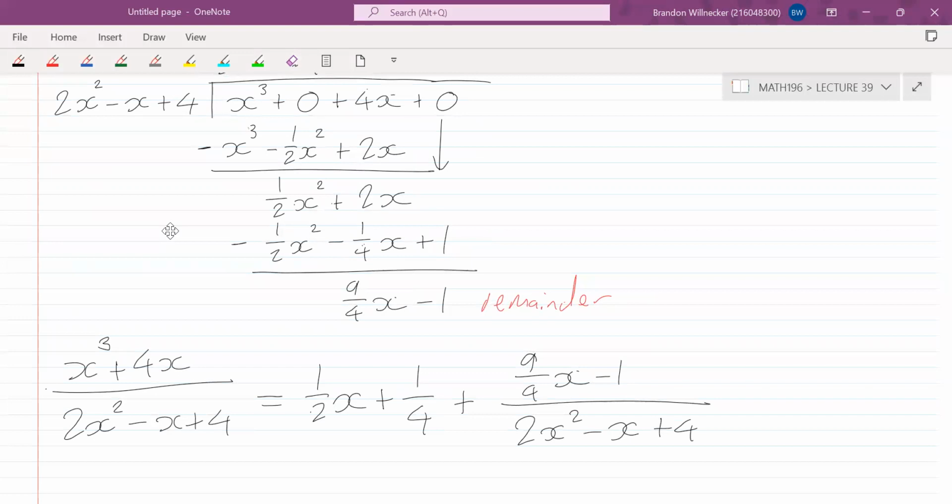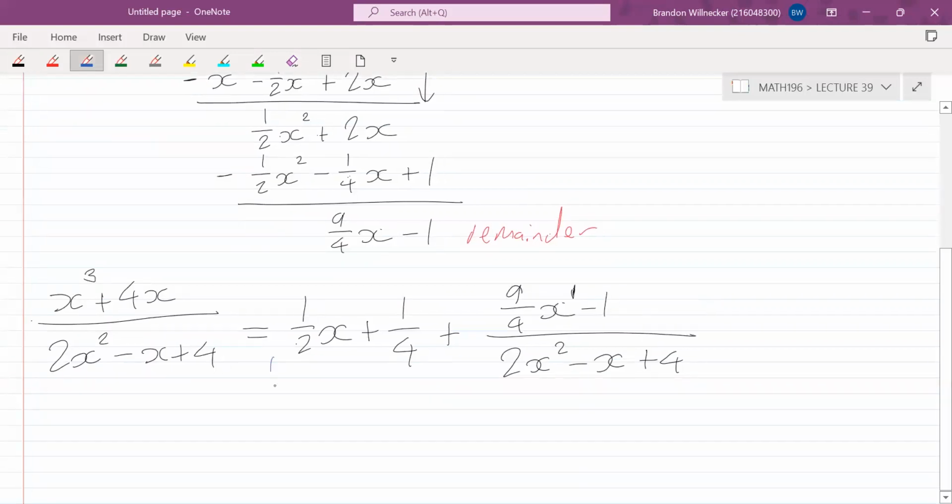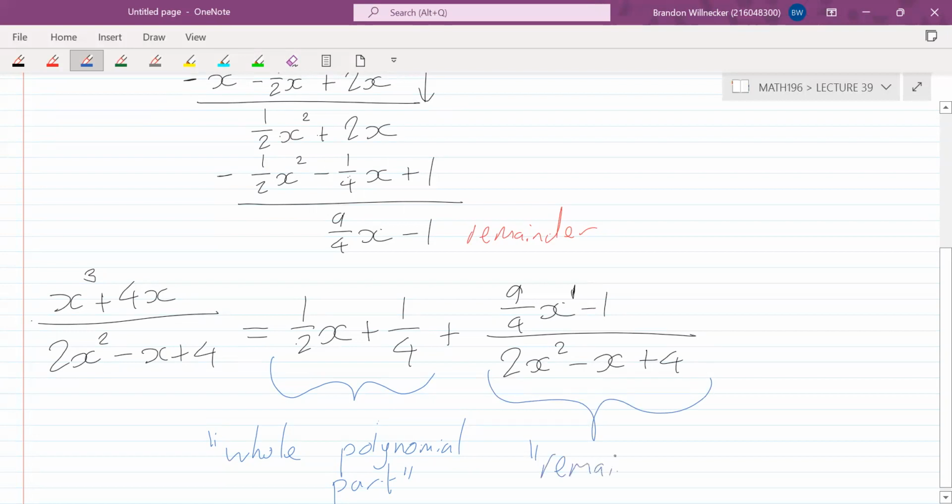Okay, now we can't divide that anymore because the numerator has degree 1, okay, because it's x to the 1. The denominator has degree 2 because it's x squared. So we stop there. There's no point in continuing that division there. Okay, so again, this we can think of as the whole polynomial part, like the whole number part. And this over here, this is the remainder or the fractional part.